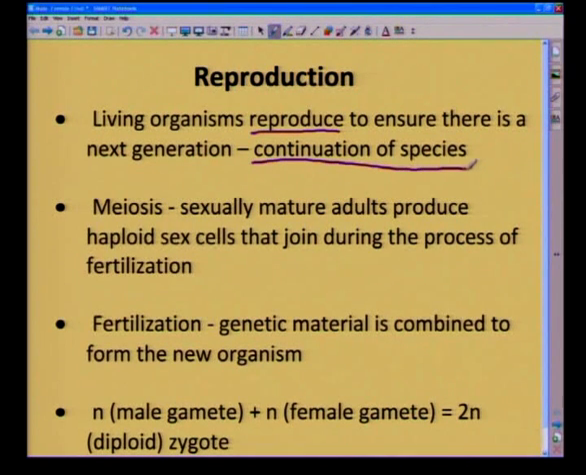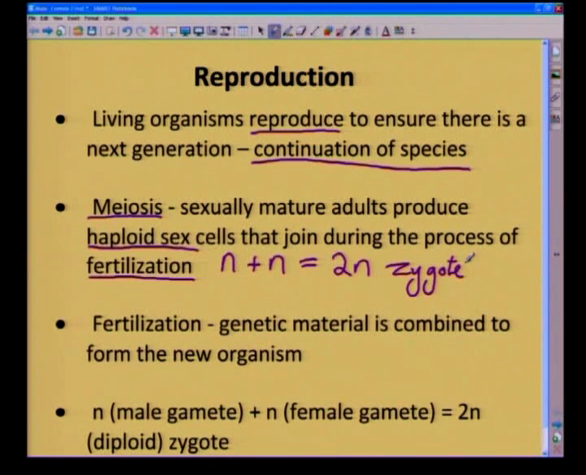All right, so let's have a look at reproduction. Again, remember, it is for the continuation of the species. The only way to ensure that that species continues is through reproduction. Now, meiosis, we have covered in detail, and that is when a sexually mature adult or adults produce haploid gametes, and they join in a process called fertilization. So meiosis results in a haploid male gamete plus a haploid female gamete, and that then gives you a diploid zygote.